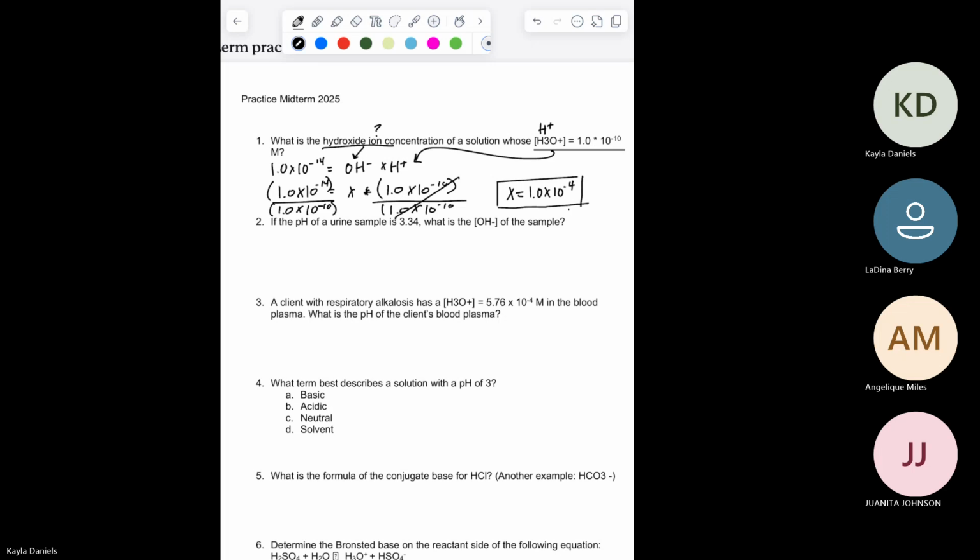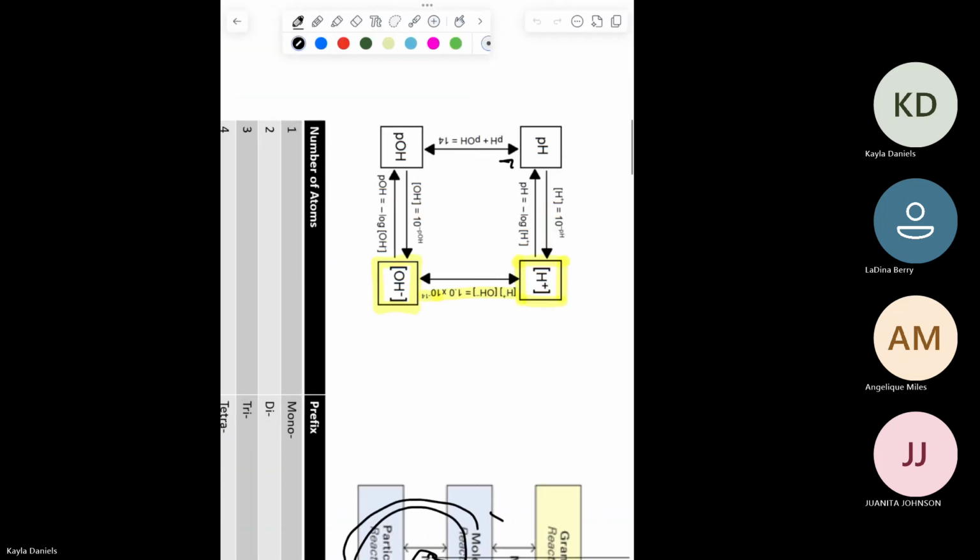Any questions? All right, I'm going to keep chugging along and you guys just stop me if you have any questions, okay? Question 2 wants to know what the OH is of the sample when you have a pH of 3.34. I'm going to go back to our acid base square. They gave us pH and they want us to find OH.